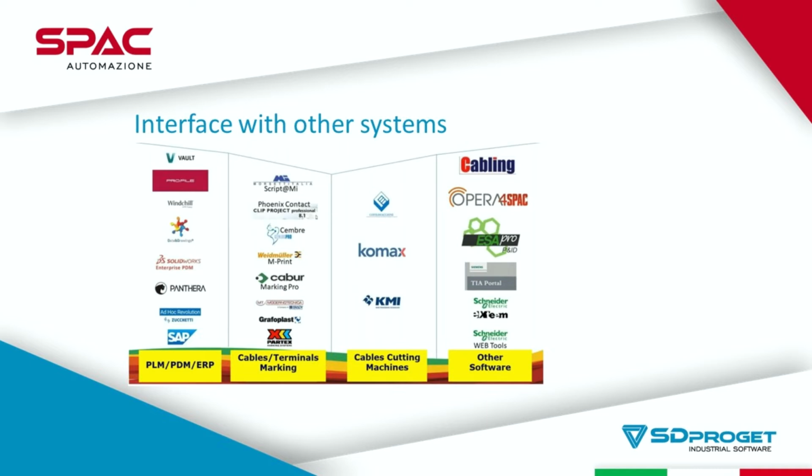We can also interface with plotter technologies for creating and printing the labels that will identify cables and terminals. So if you are using one of the systems listed, like Script2Me, Phoenix Contact, Clip Project, etc., you can provide all the information for the label creation to these plotters, so you can print them automatically after the project is done. On the other hand, we can also provide a neutral Excel file, so you can adapt it in case you are using a plotting system that is not one of those listed in the program.